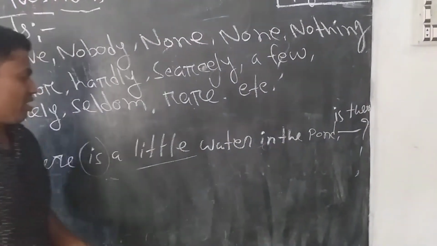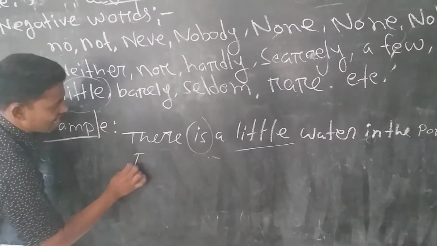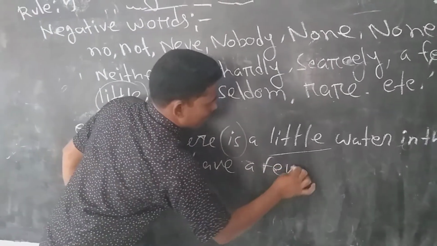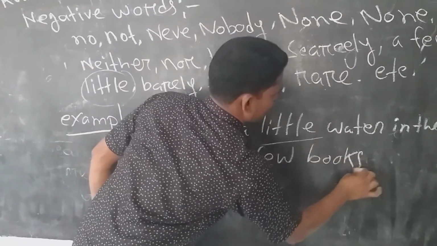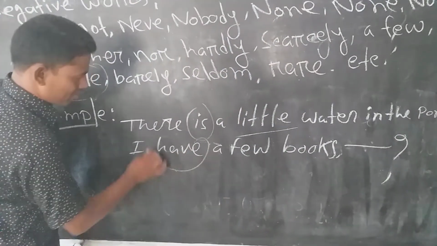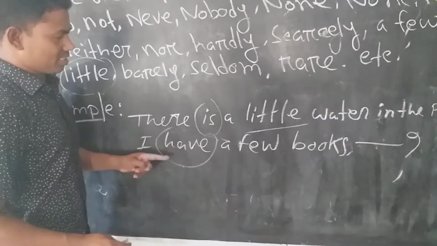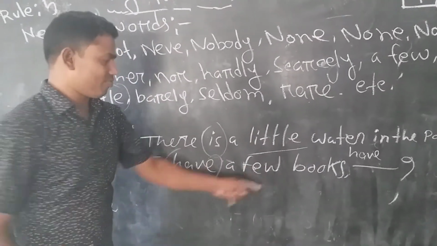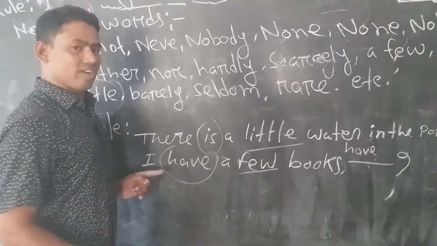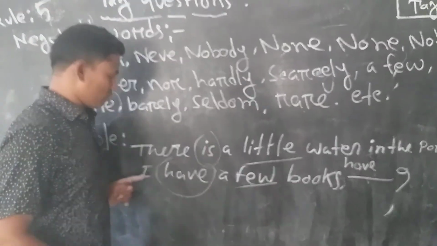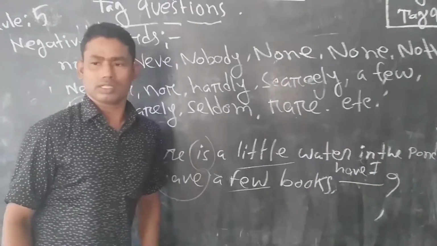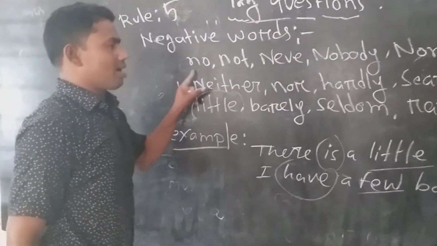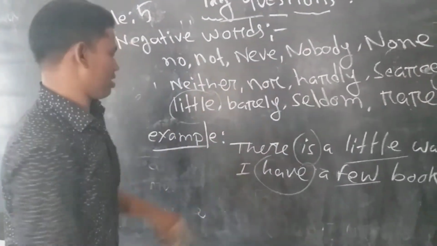Another example is, I have a few books. The auxiliary verb is have, and as the sentence is negative, we need not put here the short form of not. So I need to put here the pronoun I. So this is an important rule. Please write this down on your pad.